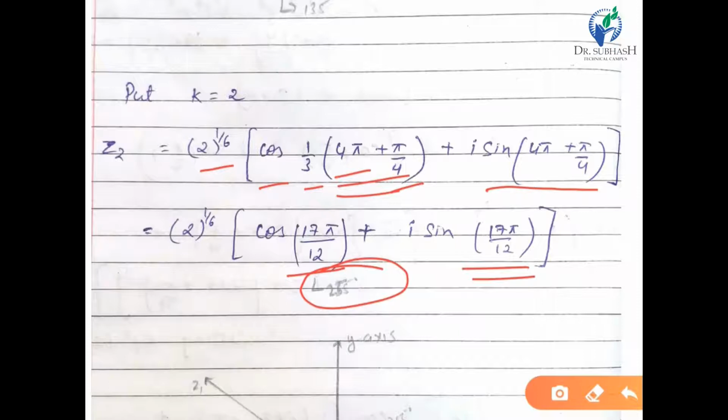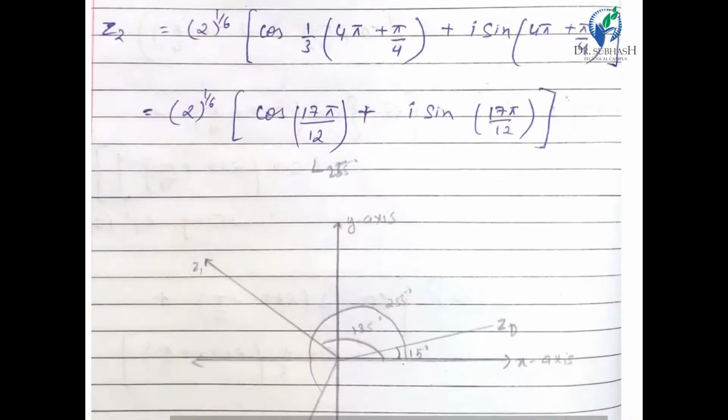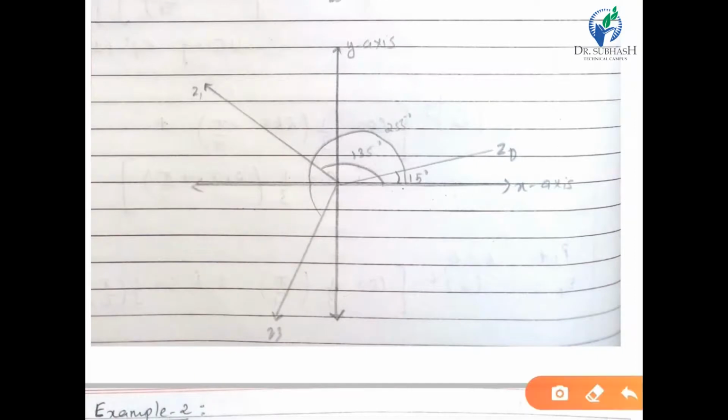Okay, now from these values we got 3 values, since the power of 1 plus I is 1 by 3. So we will get 3 values z0, z1 and z2. Now we will try to plot it. As we know, this is the x-axis and this is the y-axis. Our first angle was 15 degree. So we plot here approximately, there is no need for the exact value.